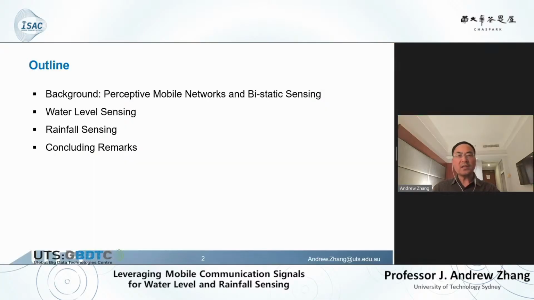The outline of this lecture is like this. First, I will provide some background introduction briefly, mainly on what is Perceptive Mobile Network and what is bistatic sensing and their roles in environmental sensing. And then we will have a look at water level sensing techniques and then rainfall sensing.